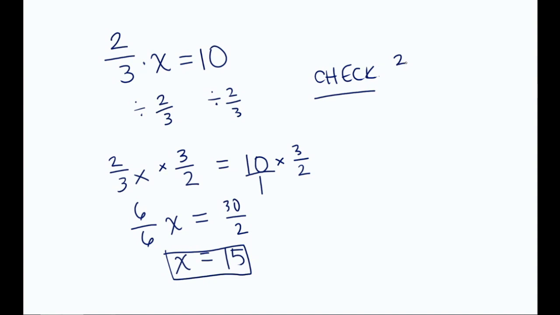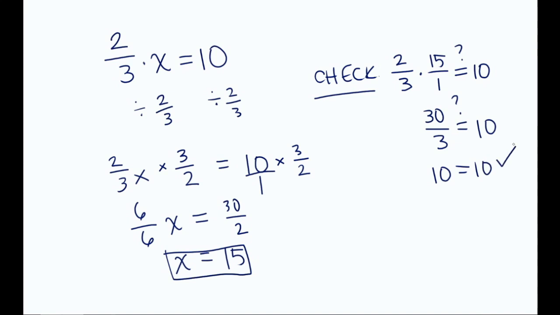Let's say I'm going to have 2/3 times 15, and I'm going to just go ahead and write this as 15/1, and I want to check if this equals 10. 2 times 15 is 30. 3 times 1 is 3. 30/3, is that equal to 10? Yes, it is. 30 divided by 3 is 10.